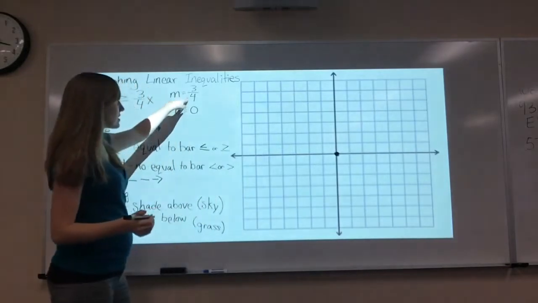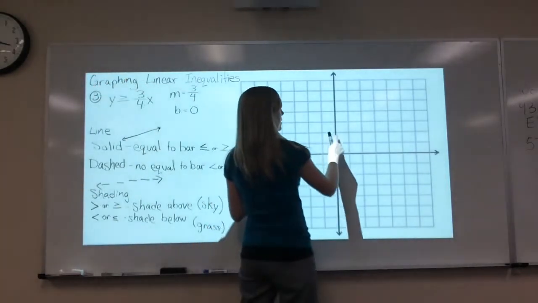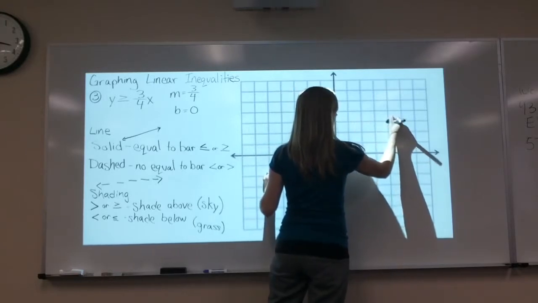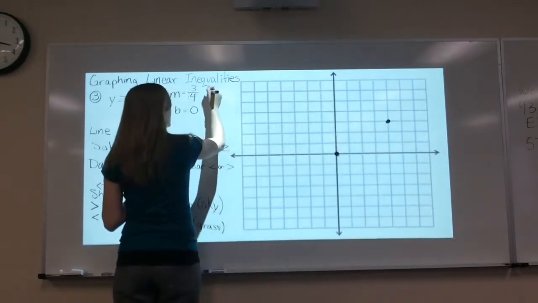From there, I use my positive 3/4, so that means I go up 3 to the right 4 and put my point. And I don't have room to do it again, so I'll do the opposite.